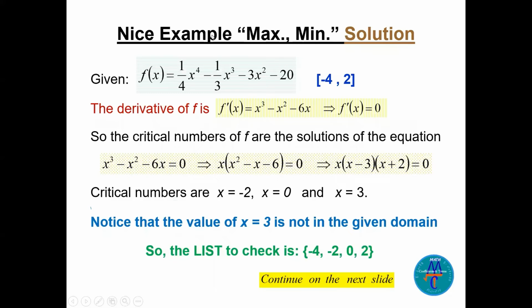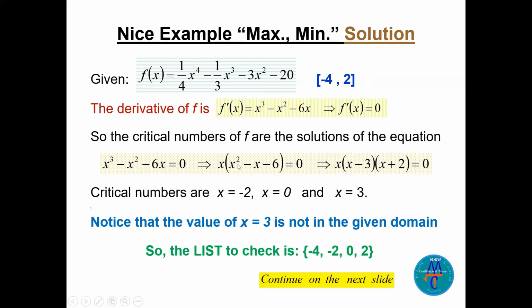So we can start with the derivative of this function, f prime of x. Bring 4 down times 1 over 4, so it will be x cubed, minus, bring 3 down and subtract 1, x squared, minus 6x. The derivative of minus 20 is 0. So this is f prime. Put f prime equal to 0 to find the critical numbers. So solve the equation x cubed minus x squared minus 6x equals 0.